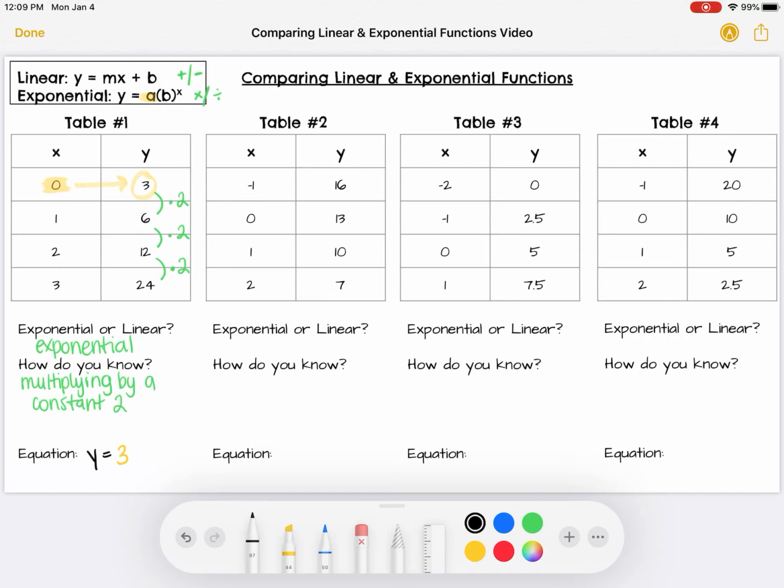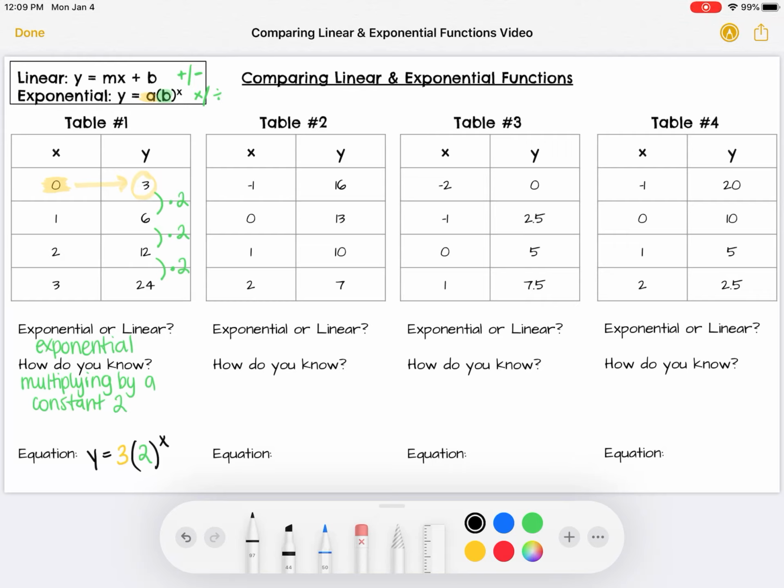Now I need to figure out my value for b. B is the growth factor, okay? The growth factor is exactly that number we were just looking at to see what number it's multiplying by. The growth factor is whatever number it's multiplying by. So in this case, that's going to be 2 because we already figured out it's multiplying by 2 each time. And then we need to remember always to raise that number to the power of x.